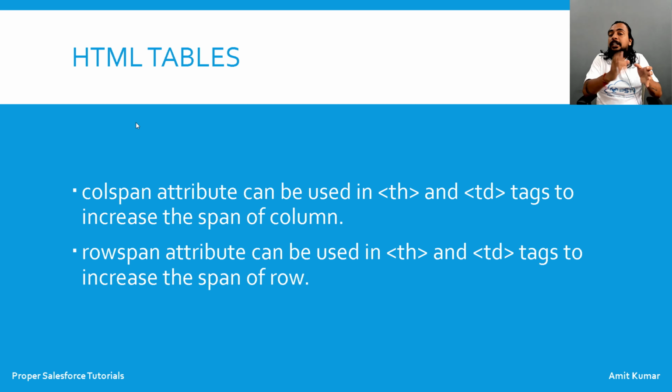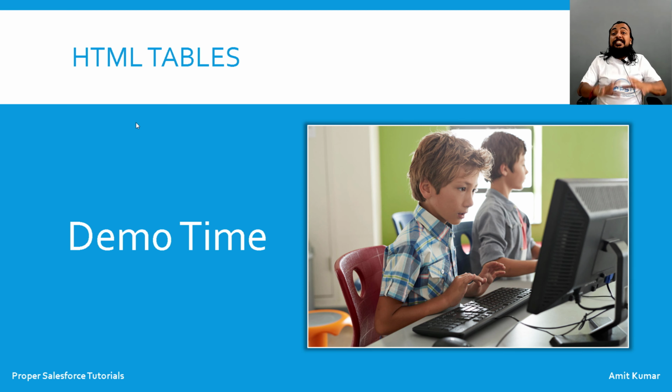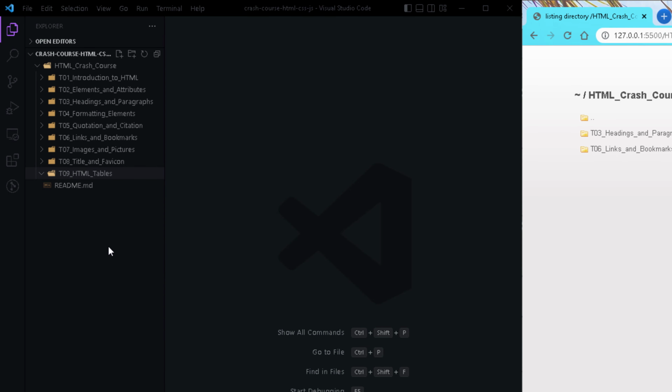So if you specify Colspan as 2 for any specific cell, that specific cell will take the space of 2 columns, and the same goes for Rowspan. So it's pretty much talk, and now it's time to see the things practically. Hey guys, so here we are on our VS Code, and let's add some HTML files for our HTML tables.